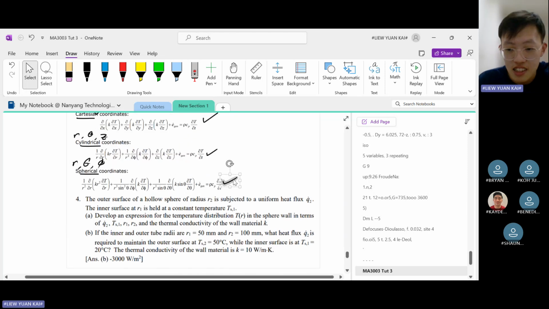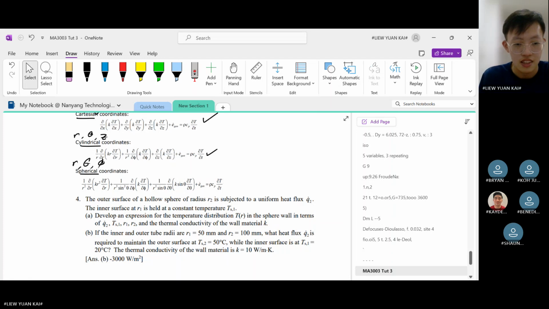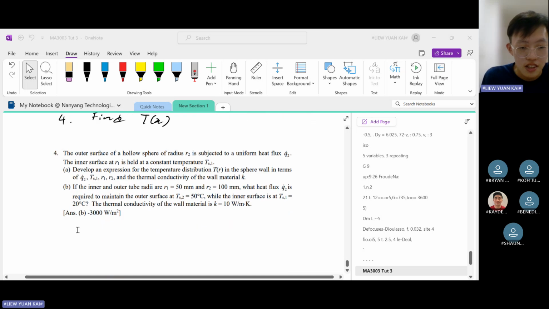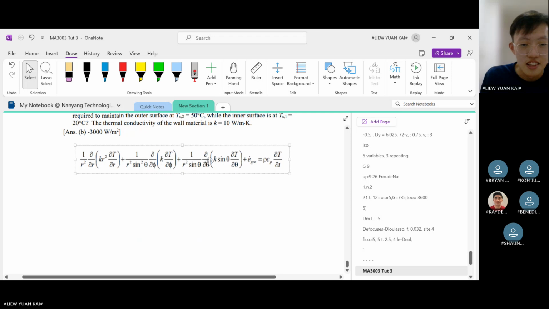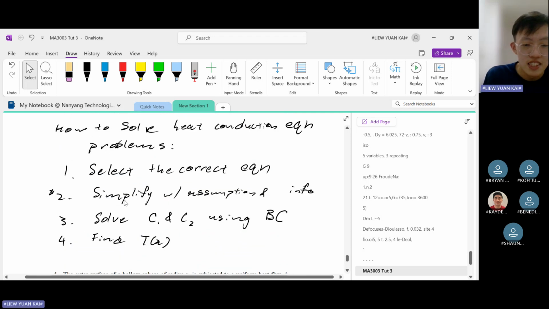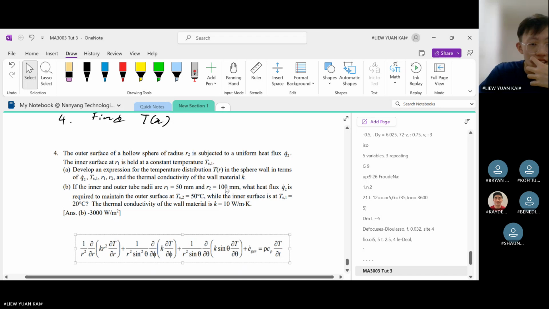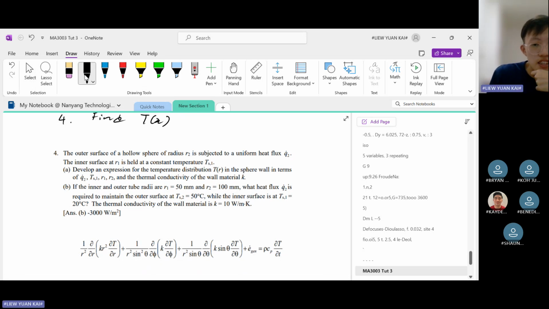So let me just clean this up. Let me use my snipping tool. Okay, so now you copy and you paste it from your lecture notes. We're gonna use the spherical equation. Okay, that's step one. Step two says simplify with the assumptions and the information. Okay, so what information did they give us?